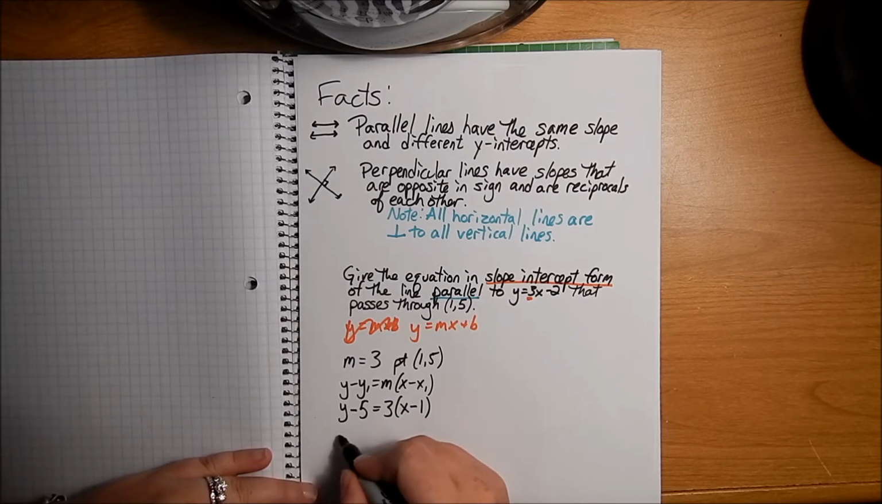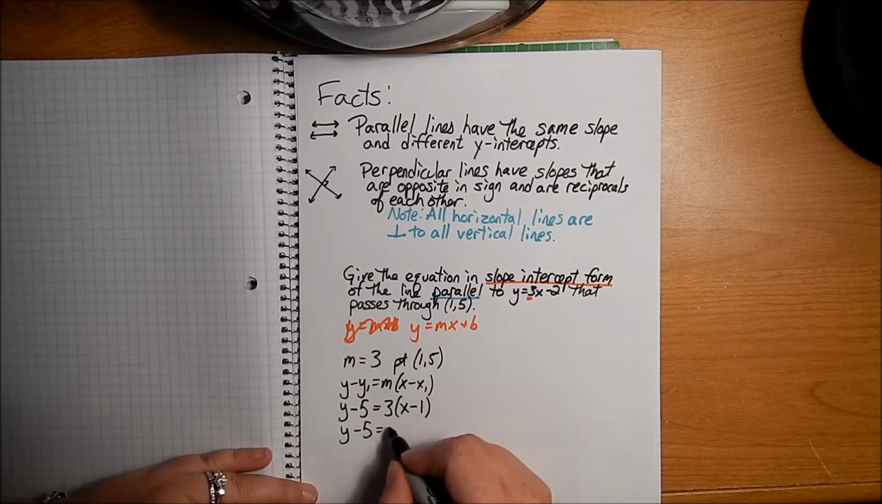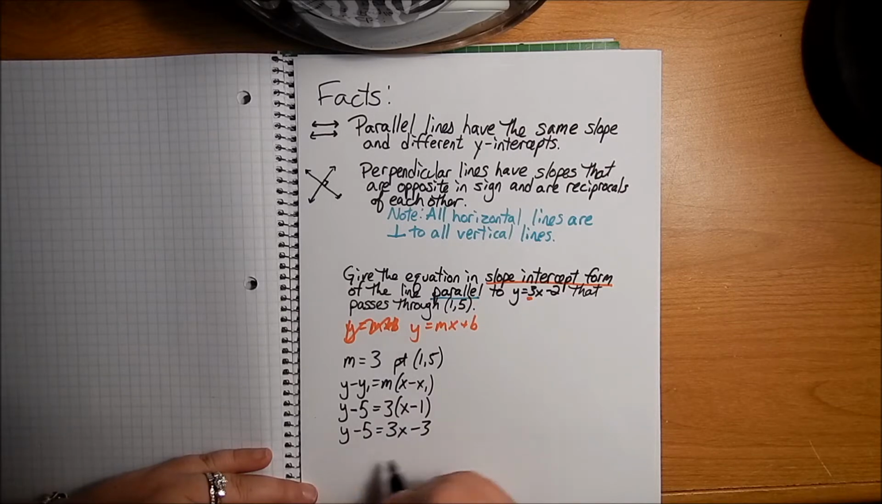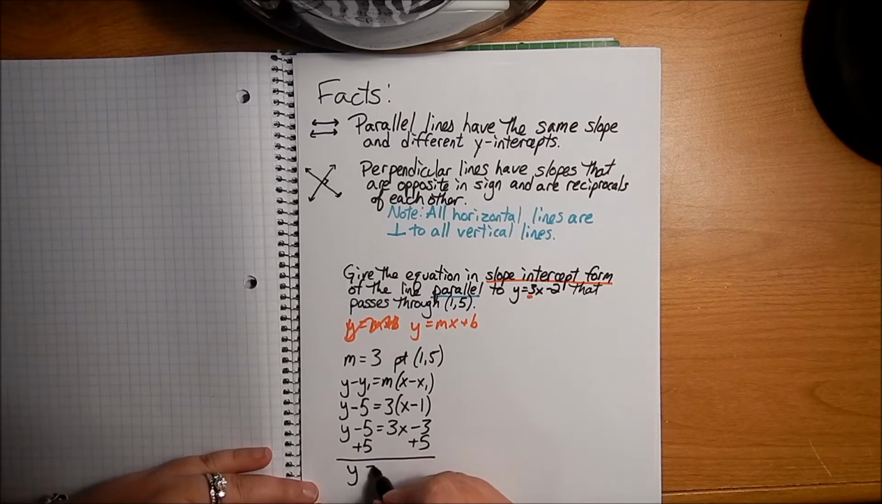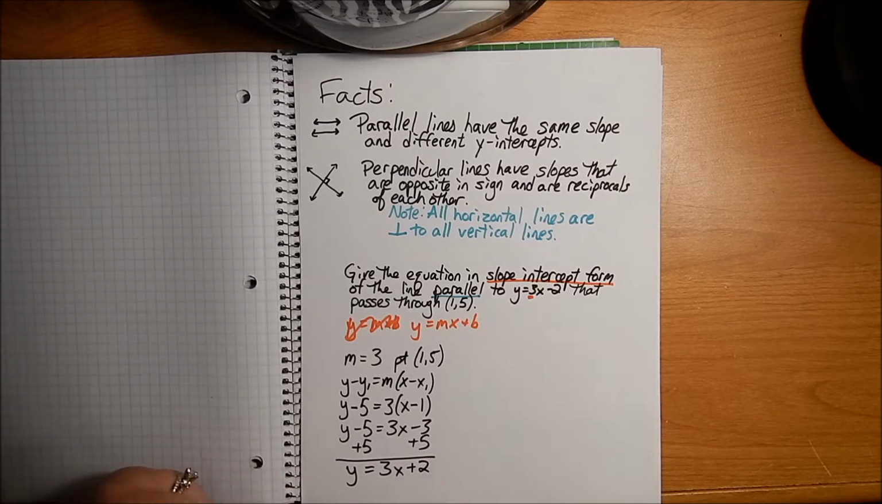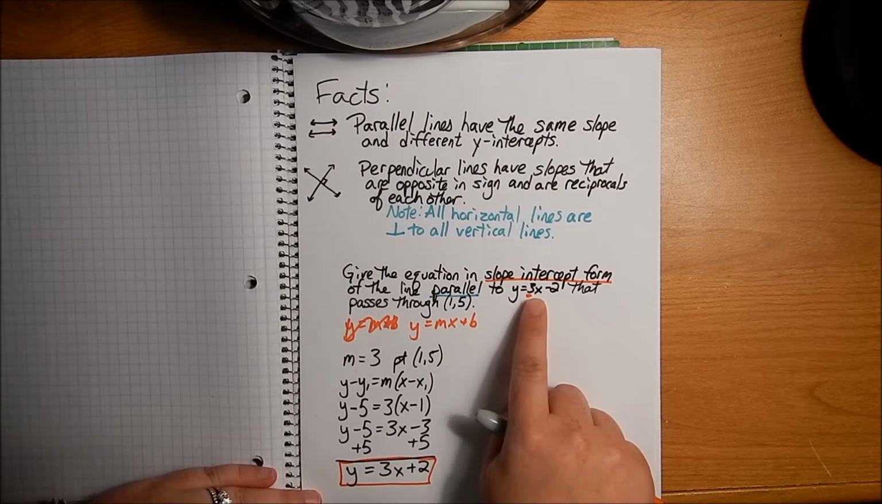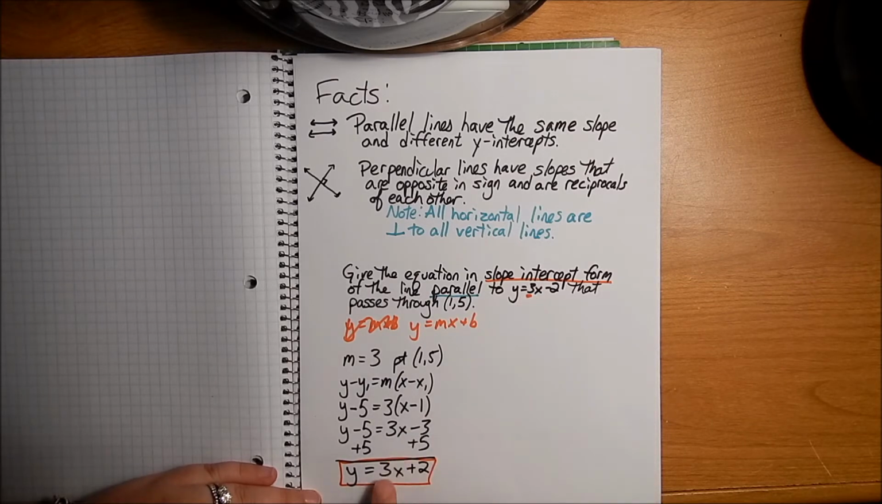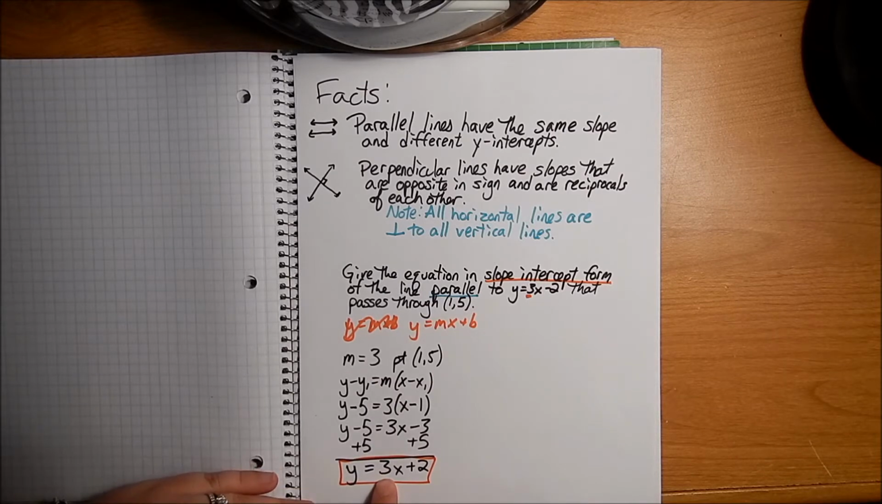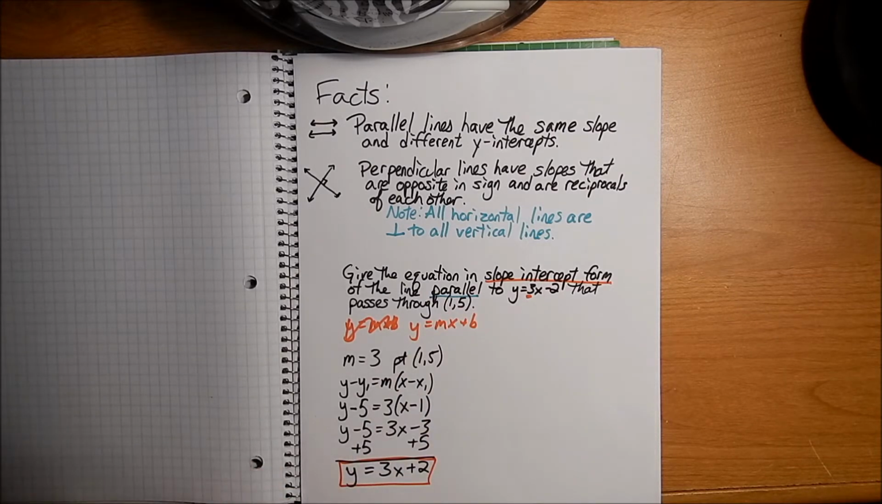So let's distribute that 3. 3x minus 3, and then I'll add the 5 over. -3 plus the 5 would be a positive 2. And there we have it. So this is the equation of a line that's parallel to this one. And we can check real quick. Yep, they both have the same slope, so that's good. And this line will go through the point (1, 5).